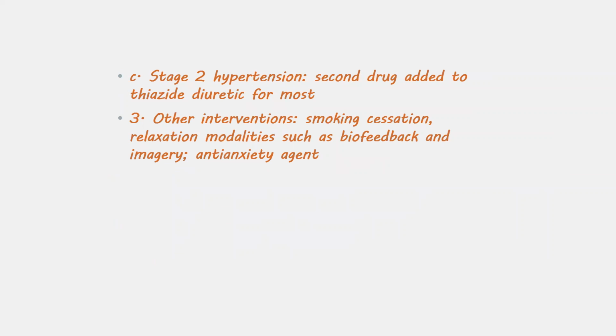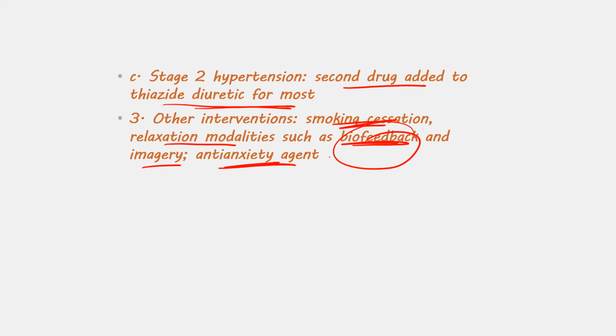In stage 2 hypertension, secondary drugs are added to the thiazide diuretic for the most. So other drugs can be included with the thiazide diuretic. In other interventions, we have to advise the patient to stop smoking because smoking leads to vasoconstriction. Relaxation modalities such as biofeedback and imagery therapy, and anti-anxiety drugs can be given.